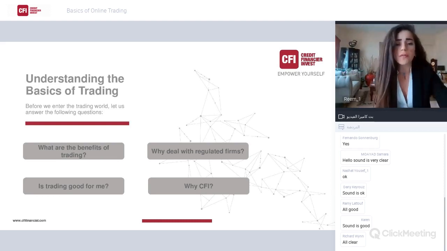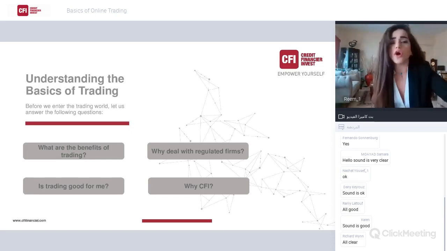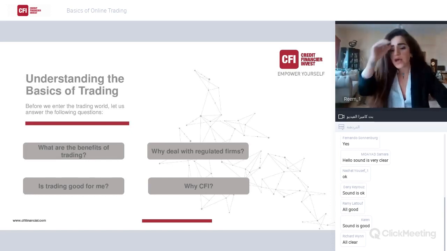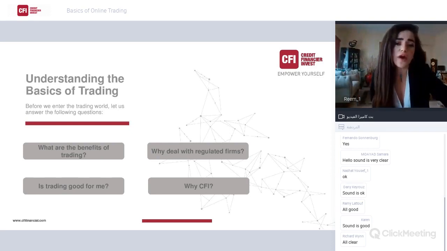What are my goals? Do I want to make a short-term investment? Do I want to make a profit? Do I want to capitalize on a long-term investment, profits in the long term, on some stocks, on some contracts? What are my goals? You need to define your goals before you enter that market.